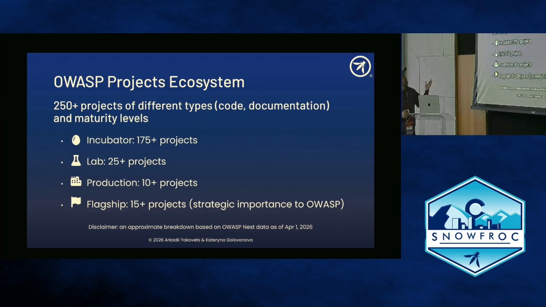And this is a high-level summary of the current snapshot as of this month. OWASP has about 175 projects at incubator level, around 25 at lab level, 10 production, and 15 flagship projects. This is not official data, and it's really approximate. It can be off by one or two, maybe five, but the high-level picture is accurate.